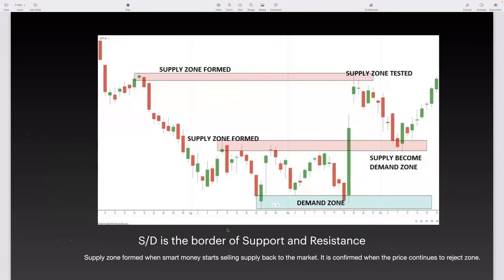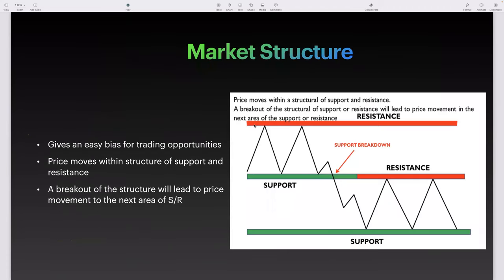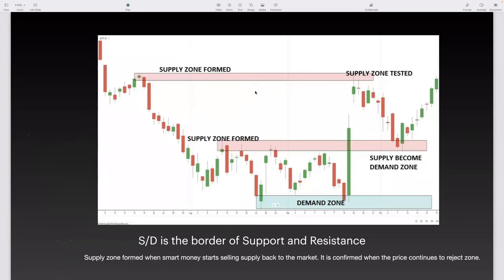Okay. Now, since we have that, supply and demand is the border around support and resistance. Remember, resistance is highs, and support is going to be the lows, right? Supply and demand border support and resistance.